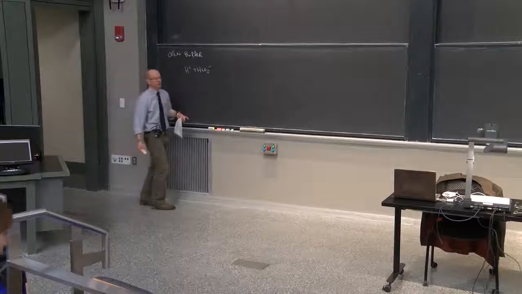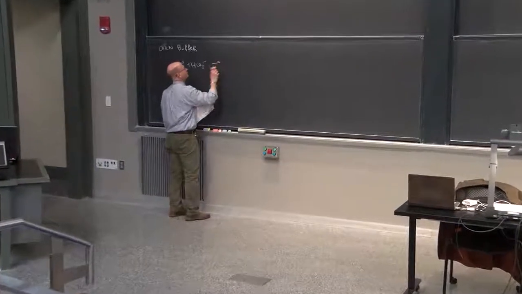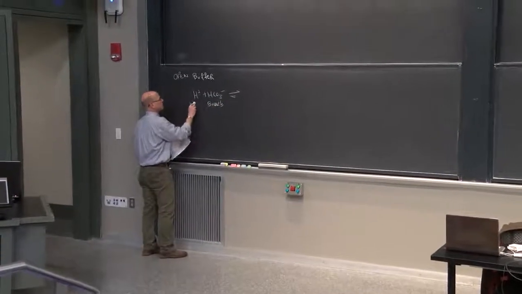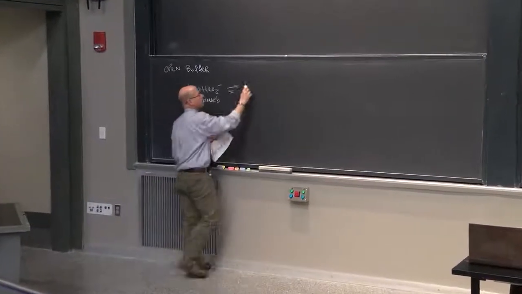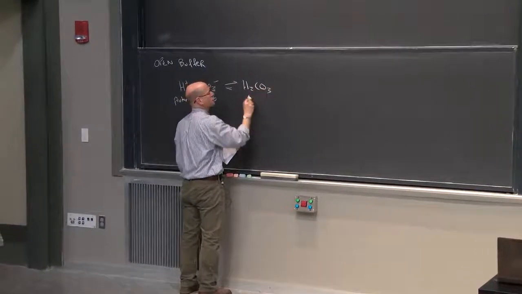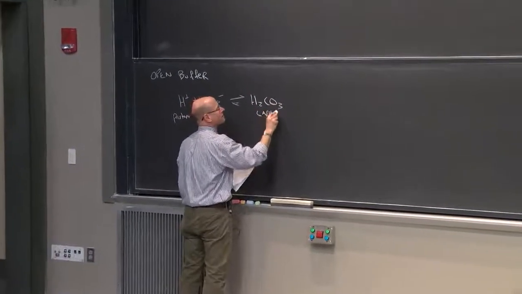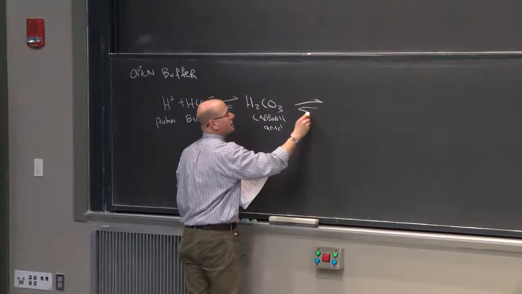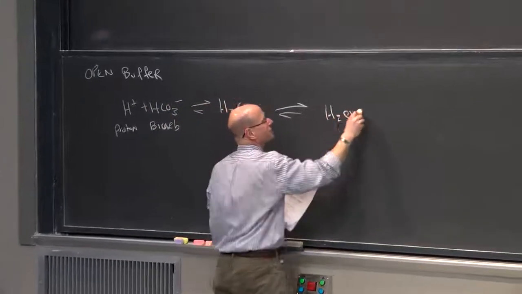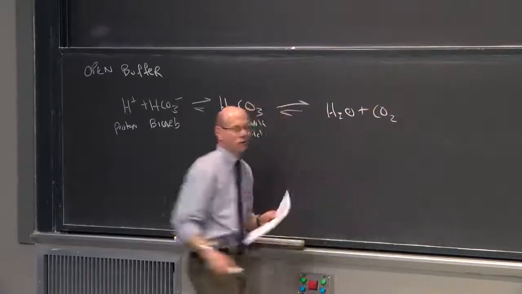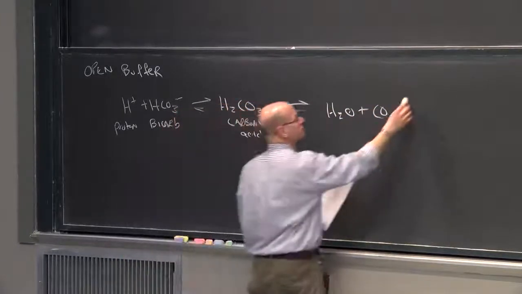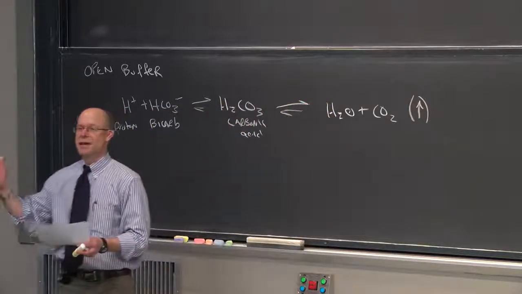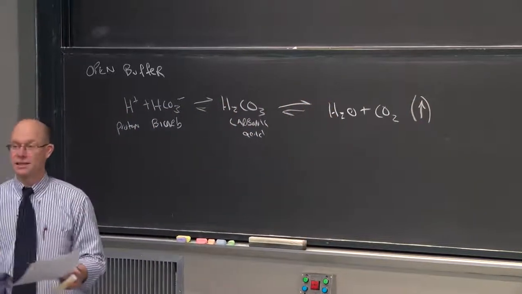When a proton reacts with bicarbonate, bicarb, and a proton, it gives rise to carbonic acid, H2CO3. And carbonic acid has the interesting property that it can dissociate into H2O and CO2. And CO2, of course, you can breathe out. So this is a main buffer system that's in our bodies, right?